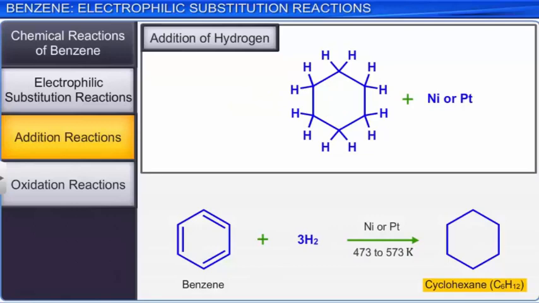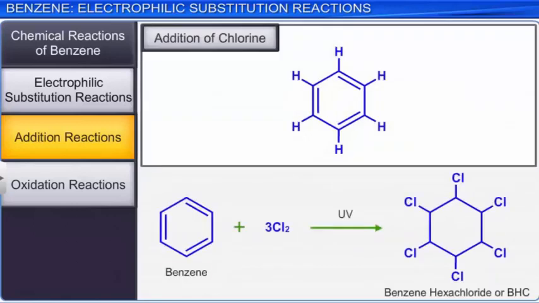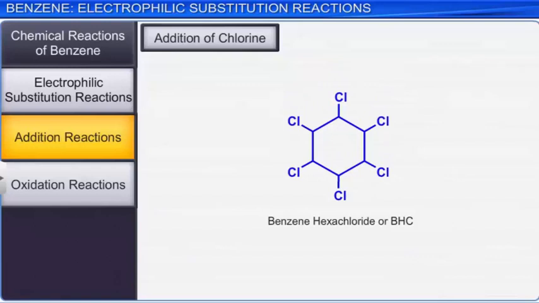Benzene reacts with chlorine or bromine in the presence of ultraviolet light to form benzene hexachloride or BHC. BHC is used as an insecticide and sold under the names of gammexane or lindane or 666.